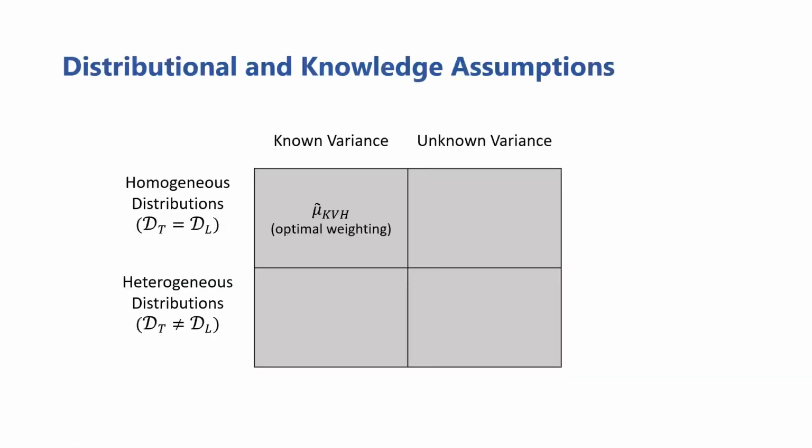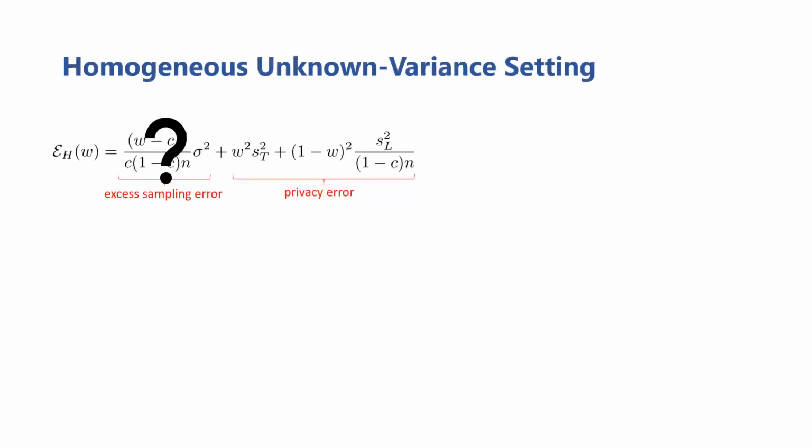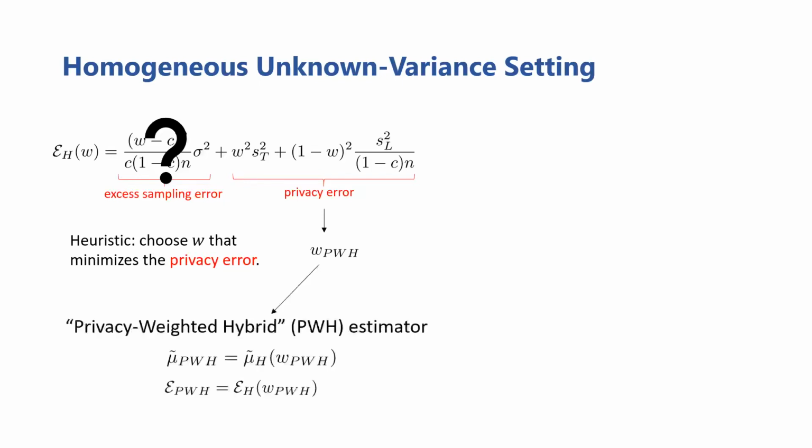Still staying in the homogeneous setting, we shift our attention to the case where the variance is unknown. Here, without additional statistical assumptions, an optimal weighting can't be chosen like we did before. Instead, we have to rely on a heuristically chosen weighting, which hopefully performs well. Recalling our hybrid family's error expression, we see that not knowing the variance means we don't know what sort of excess sampling error to expect. However, we still know the privacy error, so as a heuristic optimization, we can choose a W that only minimizes this portion of the expression. We call the resulting hybrid estimator that uses this weighting the privacy weighted hybrid estimator, or PWH estimator.